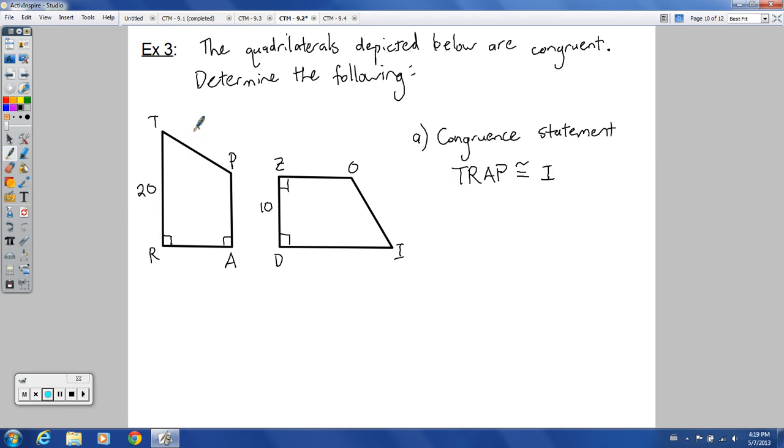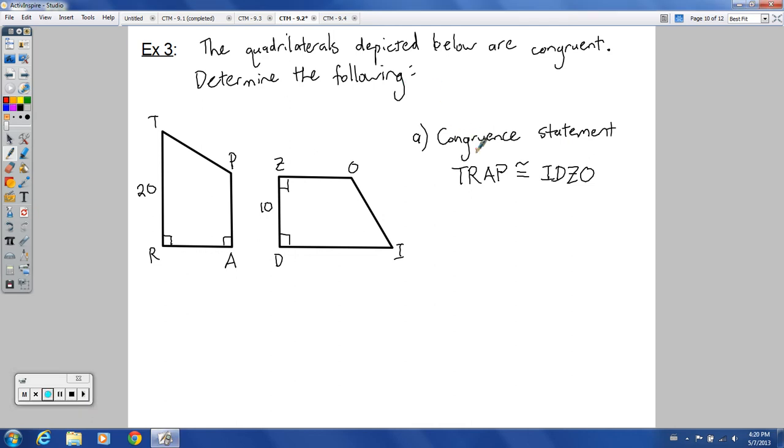If I have R next, T goes to R in the same way that I goes to D. It's the longest part of the trapezoid. So this would be D, and then from here let's go to A, so R to A is D to Z. And then let's just make sure that that matches up. A to P, is that the same here as it is there? Yep, it is. So this is Z to O. So the congruent statement looks like that.